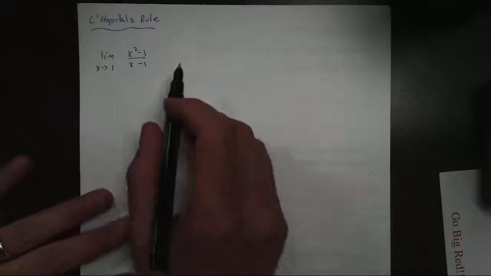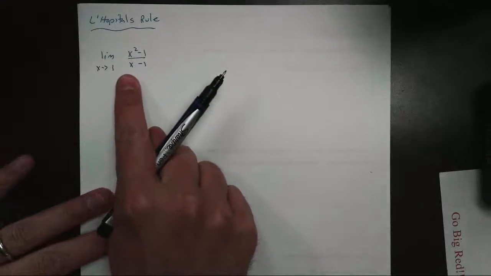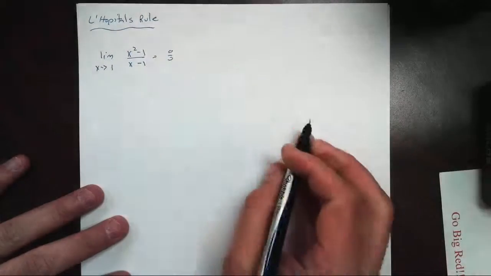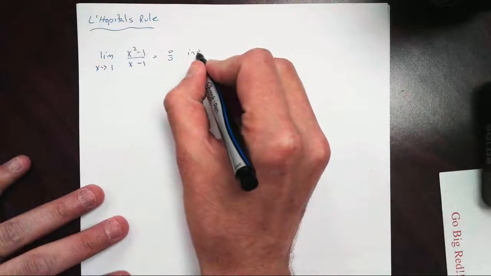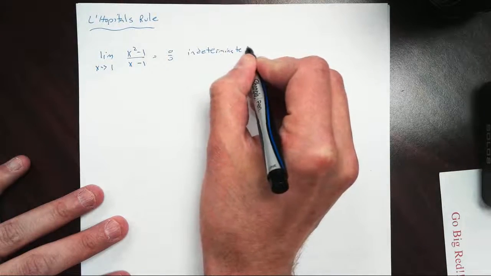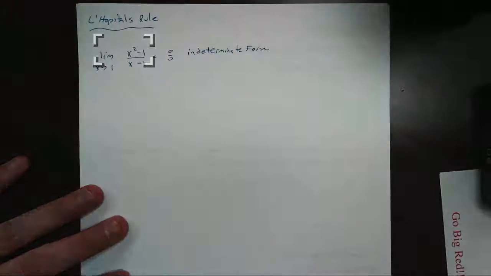Now, I've said before, we know how to solve limits like this. If I want the limit as x goes to 1, if I plug the 1 in, I get 0 over 0. We don't know what that is. You may recall we call that indeterminate form. We don't know exactly what it's going to be.